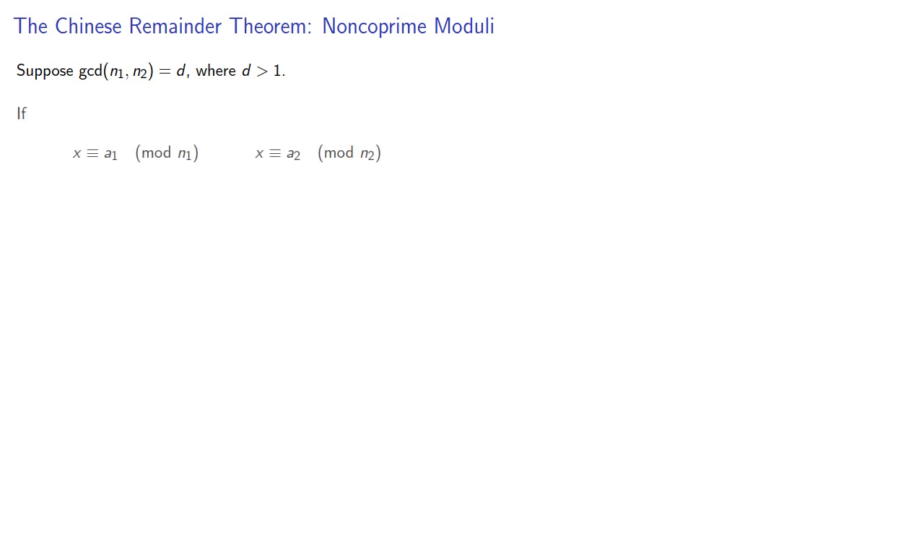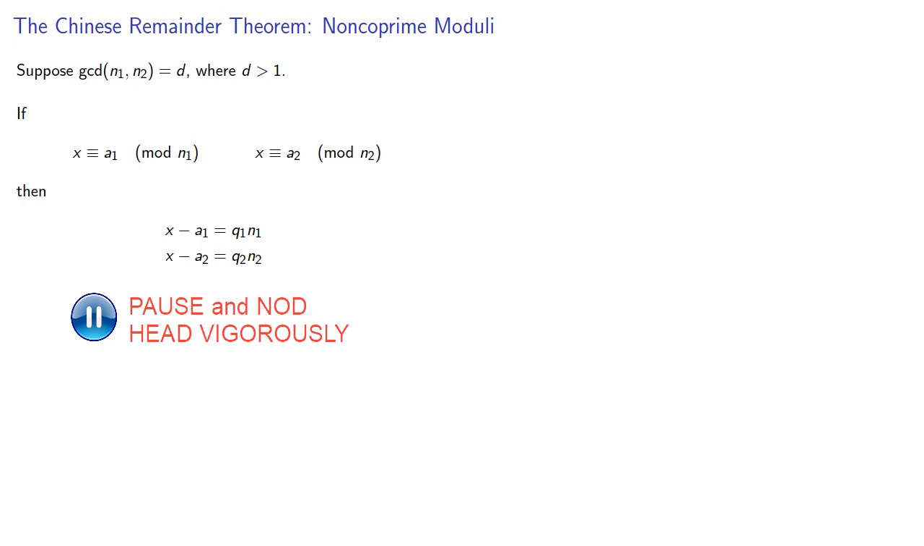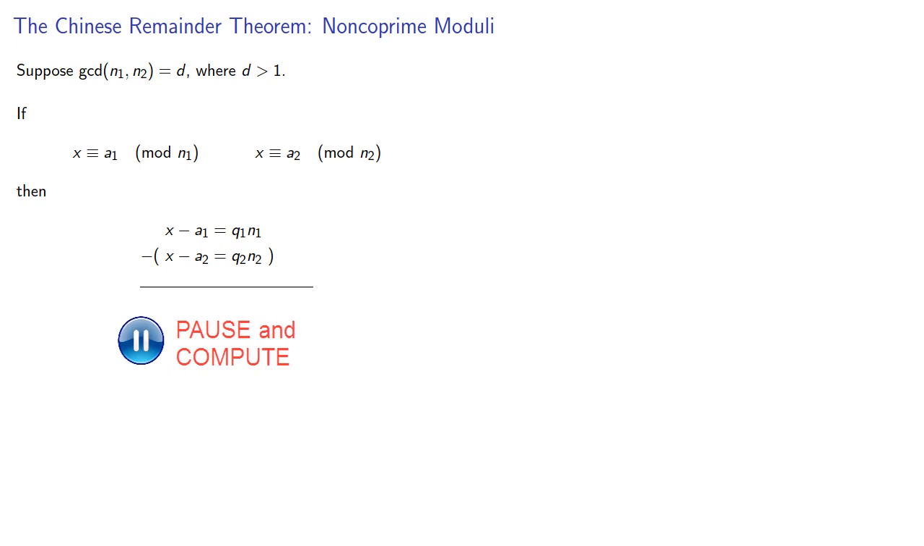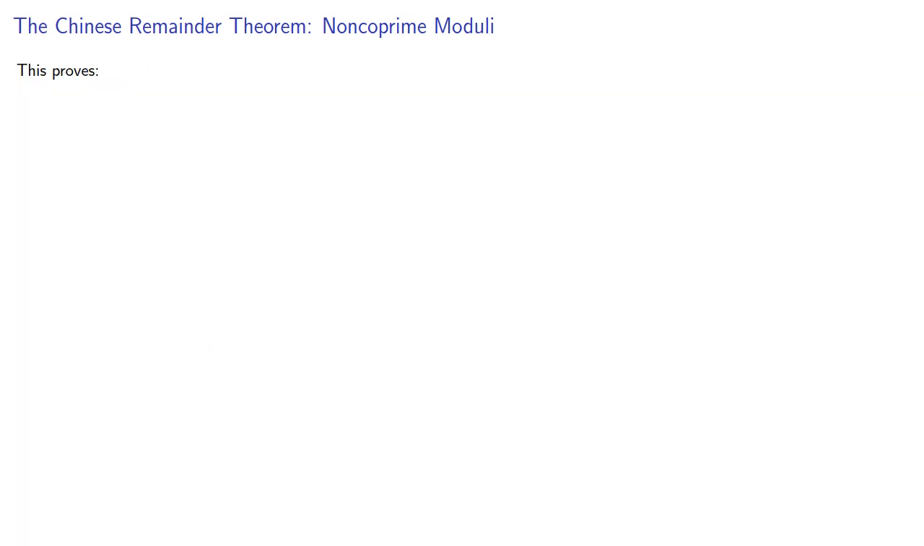If there is a solution, in other words, if x is congruent to a1 mod n1 and congruent to a2 mod n2, then we know that the difference x minus a1 is some multiple of n1, and likewise x minus a2 is some multiple of n2. So if we subtract them, we find the difference is, and since the greatest common divisor of n1 and n2 is d, then d has to divide that difference. And this proves that if there is a solution, then d divides the difference of the congruence.